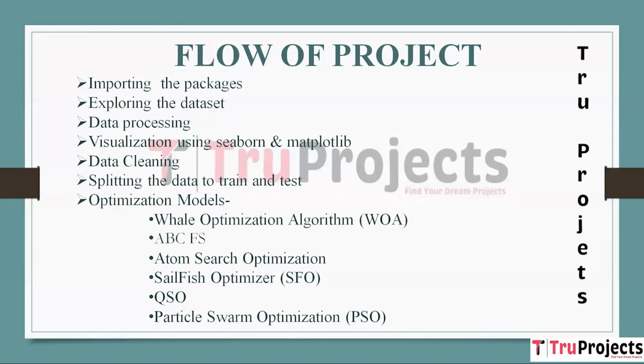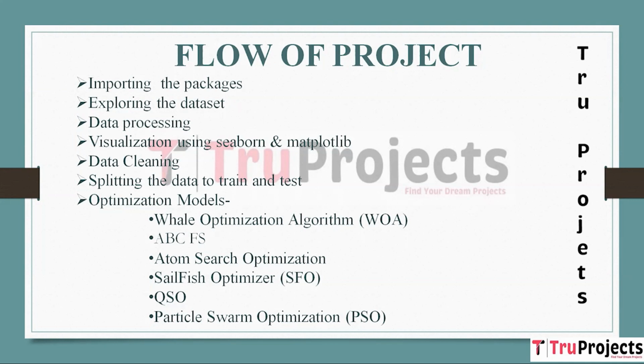ABCFS, Artificial Bee Colony with Feature Selection. ABCFS is a hybrid algorithm that combines the artificial bee colony (ABC) algorithm with a feature selection technique. ABC is inspired by the foraging behavior of honeybees and is used for optimization. In this context, ABCFS can be utilized for feature selection to identify the most relevant features associated with student satisfaction in online learning.